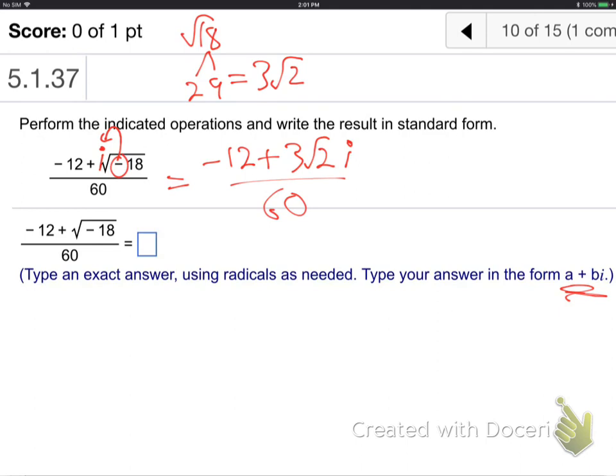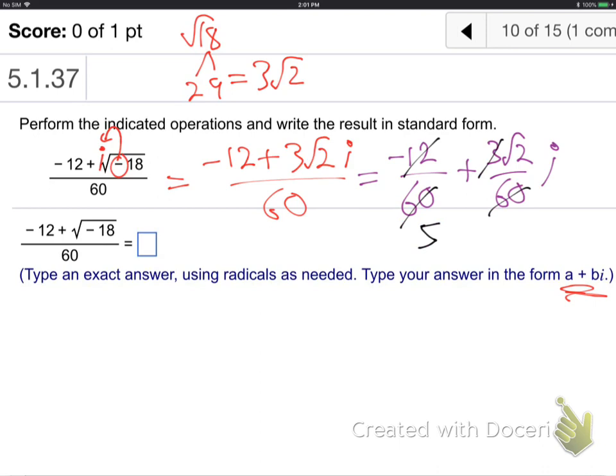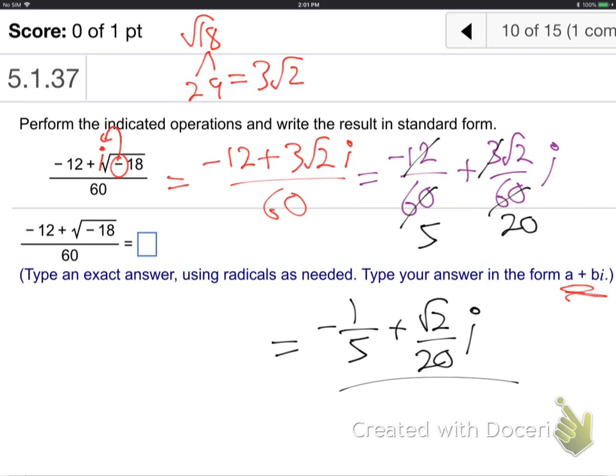So we say, okay, minus 12 sixtieths plus 3 root 2 sixtieths. If you have the i in the top, that's fine. Remember, it's the same thing. Front, top, same thing. Doesn't matter. Now I can reduce those fractions, huh? 12 goes into 60 5 times. 3 goes into 60 20 times. So I end up with minus 1/5 plus root 2 over 20 i. Done.